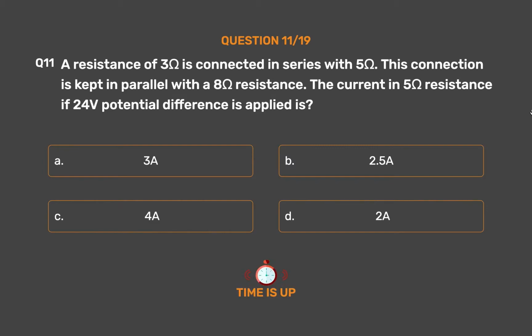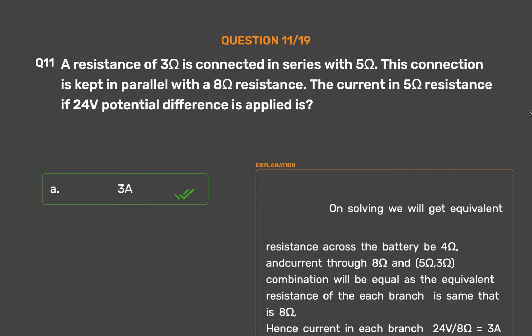The correct answer is option A, 3A. On solving, we will get the equivalent resistance across the battery as 4 ohms. The current through the 8 ohms and the 5 ohms, 3 ohms combination will be equal, as the equivalent resistance of each branch is the same, that is 8 ohms. Hence the current in each branch is 24 volts / 8 ohms equals 3A.